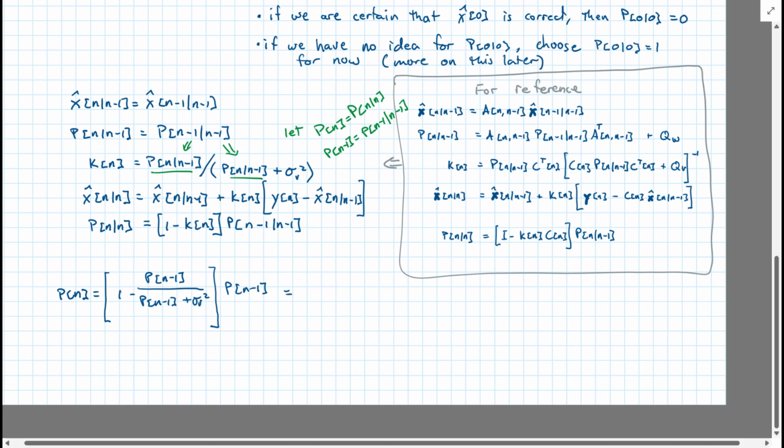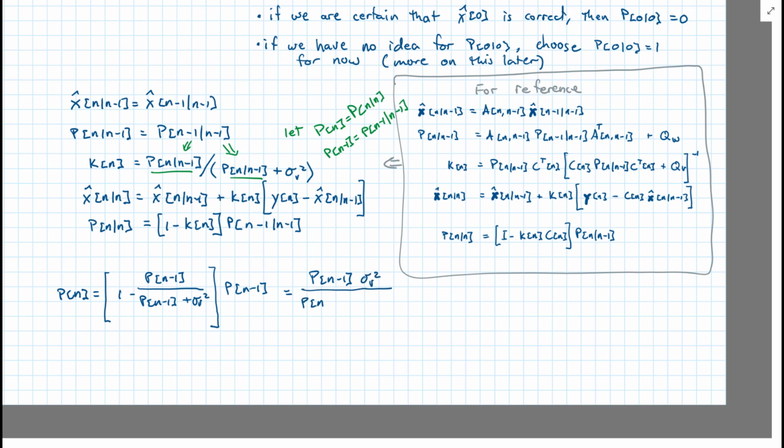We can simplify that by multiplying up top and bottom by P n minus 1 plus sigma v squared times that 1. We end up getting then P n minus 1 sigma v squared over P n minus 1 plus sigma v squared.